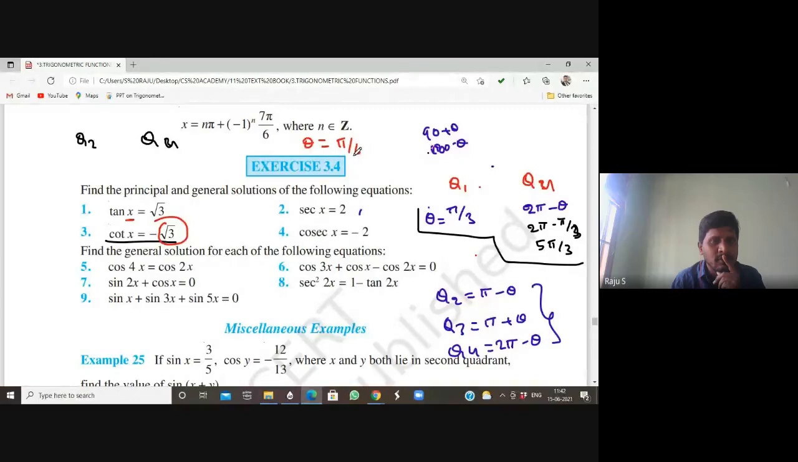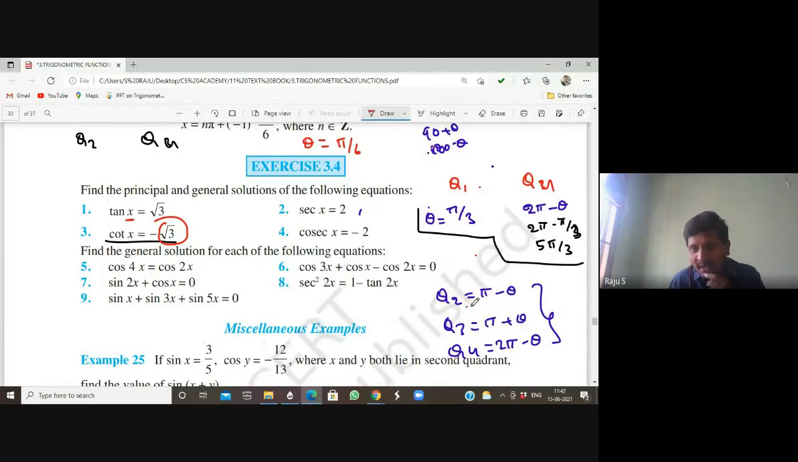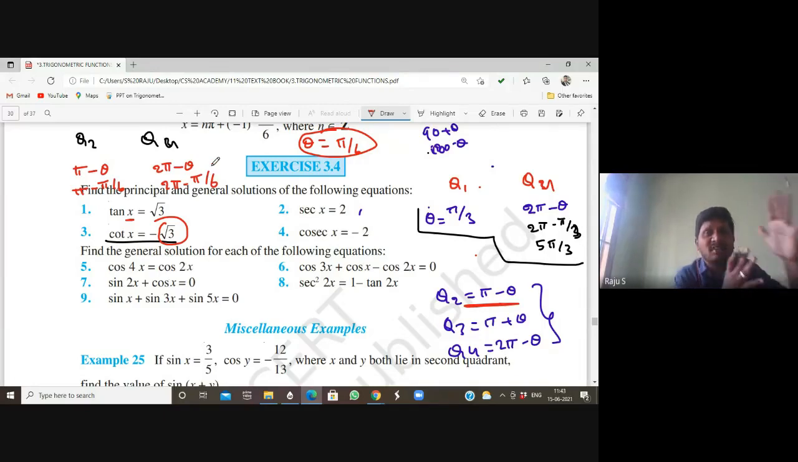Yes, sir. Okay, what have I written for the second quadrant? Pi minus theta. And fourth quadrant, 2 pi minus theta. You got the theta value in the first quadrant. This pi by 6 you can substitute here. Pi minus pi by 6 is the principal solution. 2 pi minus pi by 6 is the principal solution. That's all. Have you got the idea? First, theta means first quadrant.